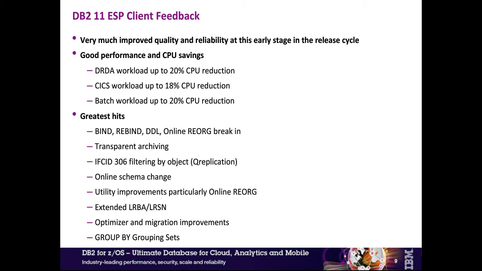IFCID 306, which is used by queue replication and similar tools, now has the capability where the calling application can provide a list of objects. And this filtering can then be done inside the DB2 engine. And this means there's less traffic across the IFCID 306 interface, and it also means that fewer log records have to be decompressed. In the area of online schema evolution, you've now got the ability to drop columns and also change the limit key on partitions. And again, the schema change goes pending and is stored in the catalog, and then an online reorg is used to materialize the change.